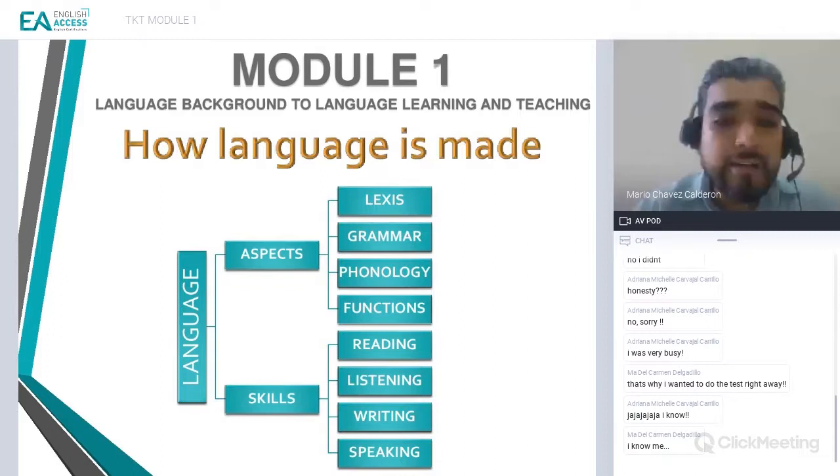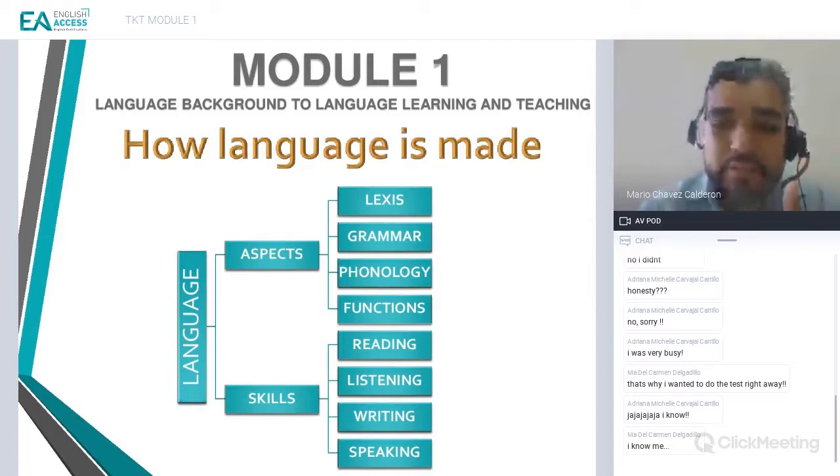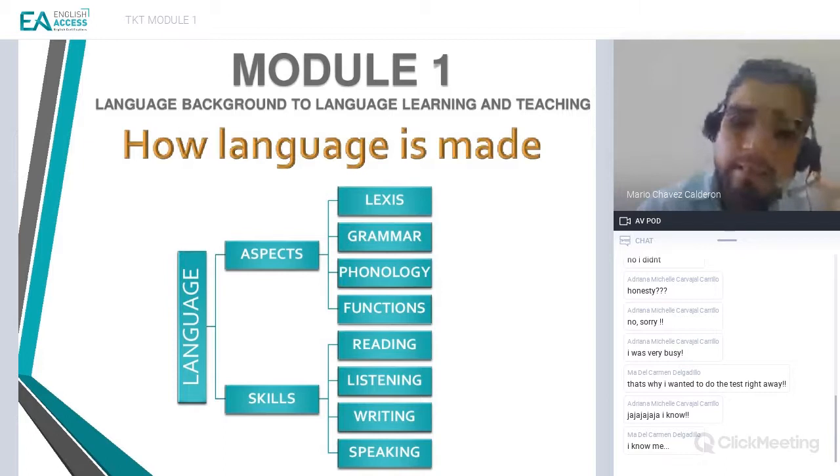Okay, so module 1, language. Module 1 is divided in 3 parts. The first part is about language, the second part is about the learning process, and the third part is about the teaching process. Today and tomorrow we're going to talk about language.